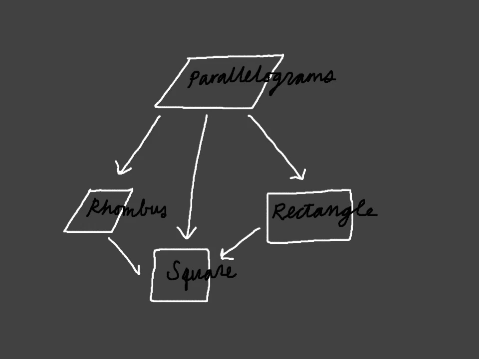So all squares are rectangles and all squares are rhombuses, but not all rhombuses are squares. Some can be squares, but not all. And some parallelograms can be squares. They can also be rhombuses or rectangles, but they certainly don't have to be.